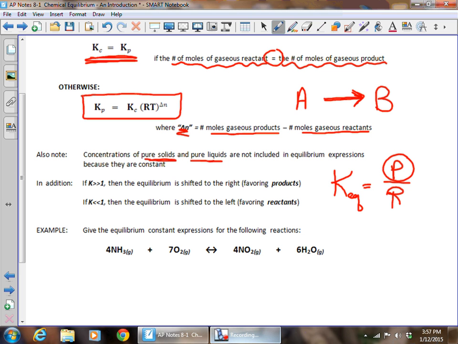However, if you have a situation where K is less than 1, think about it. If K is less than 1, then it must mean that the reactant concentration is bigger than the product concentration. So if the reactants are bigger, that means you'd have more A in this situation, and we would say that this reaction is shifted to the left. We've got more A. That's just terminology. It's something you have to memorize. If you've got more products, you say it's shifted right. If you have more reactants, you say it's shifted left.